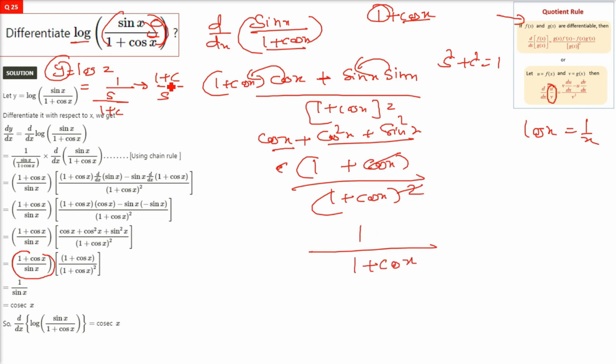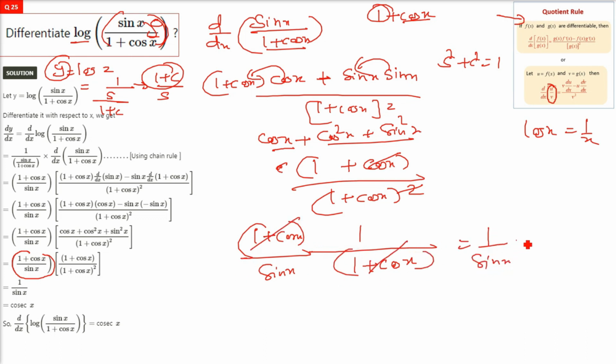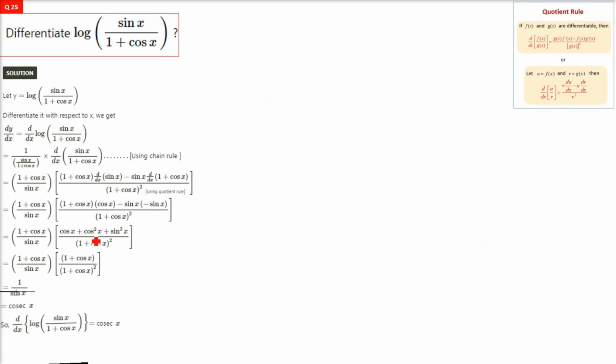And this is multiplied by 1 plus cos x by sin x. It was already there. Now you can just cancel this 1 plus cos x and 1 plus cos x. So 1 by sin x will come. And 1 by sin x is what? It is cosec x. So this is your final answer, cosec x. So write that you have used the chain rule and the quotient rule. And if possible, also write the quotient rule.